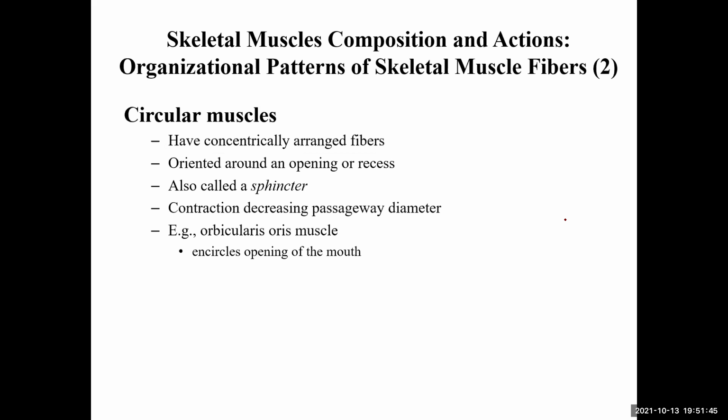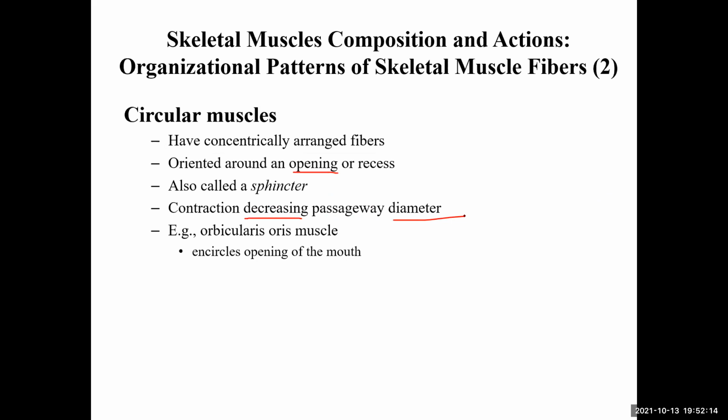Let's start with circular. Circular is real easy, okay? The muscle fibers are going to create rings around some sort of opening or recess. And so these muscles are usually termed a sphincter-like muscle. Basically, what they're going to do is decrease the diameter of that passageway. When it contracts, it will shrink that opening down.